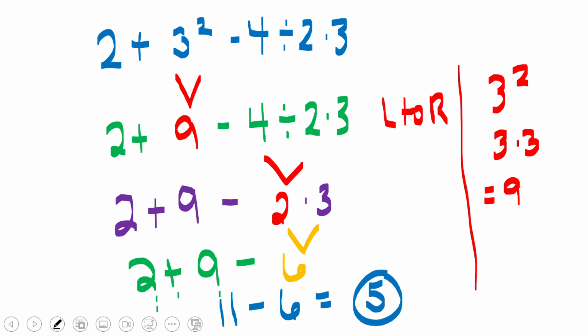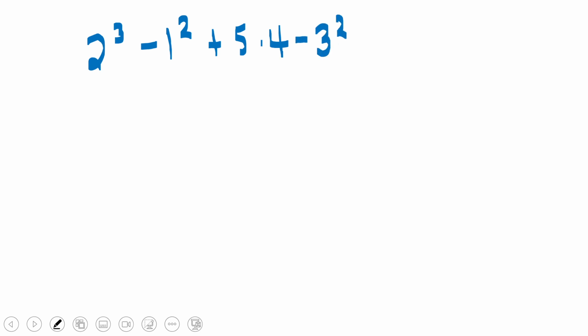Neatly circle or box your final answer after you work your expression. All right, another example, 2 to the third power minus 1 to the second power plus 5 times 4 minus 3 squared plus 9 divided by 3.